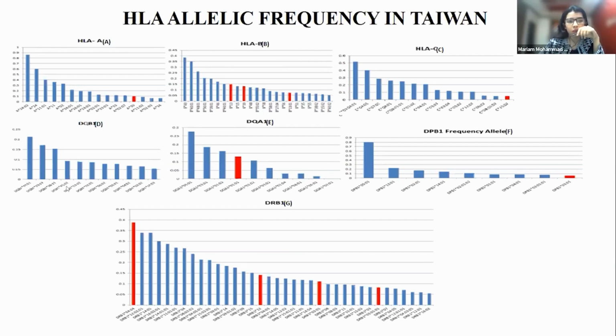If we talk about the MHC class 2 alleles, no alleles were found to be linked with the development of COVID-19. If we talk about DQA1, this particular allele, highlighted in red, was found to be linked with the development of COVID-19. Similarly, for DPB1 frequency, the overall graphs show that the ones highlighted in red have been linked with the severity of COVID-19.